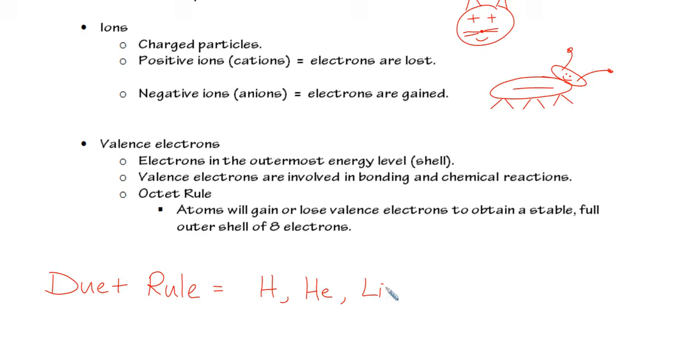Lithium has a total of 3 electrons. 2 of them in the first energy level, and 1 valence electron in the second energy level. It's easier for lithium to lose 1 rather than gain 7 and try to fill that second energy level. So lithium will usually lose 1 valence electron, bringing him to a full first energy level, which only holds 2. So some of these real small atoms will follow a duet rule, where they're stable with less than 8. They only need 2 valence electrons to fill the first energy level.